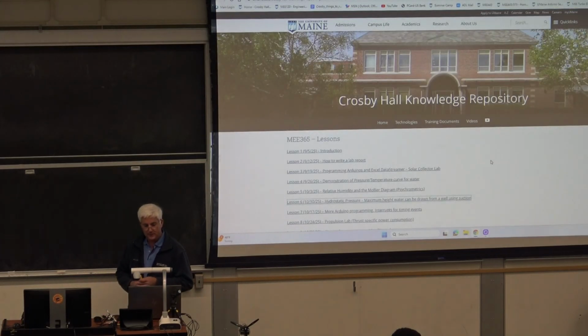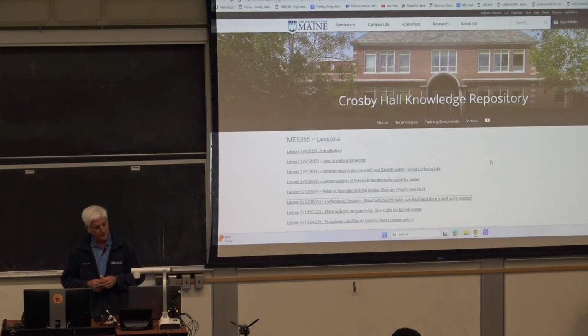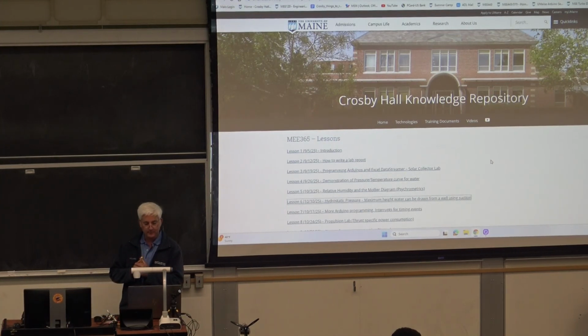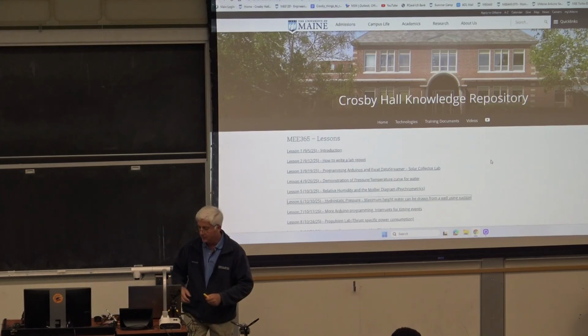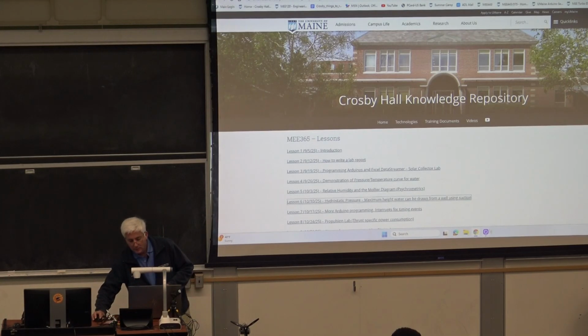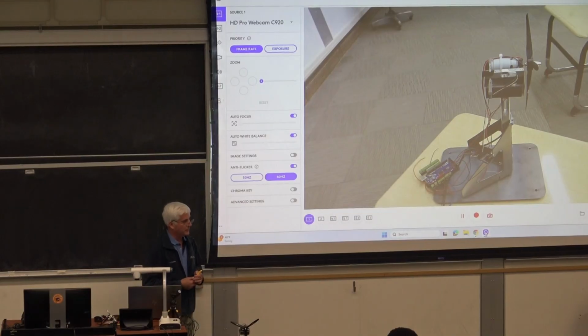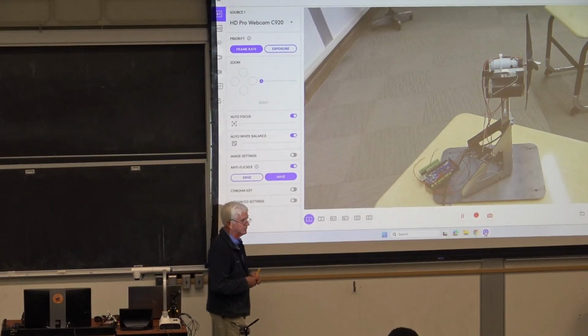So lesson 7, we have no labs next week. We're going to take a week off. I'm going to talk to you about some more Arduino programming. We're going to talk about interrupts. And that's going to lead us into our next lab, where we're going to play with this thing. And we're going to do a thrust-specific propulsion lab.